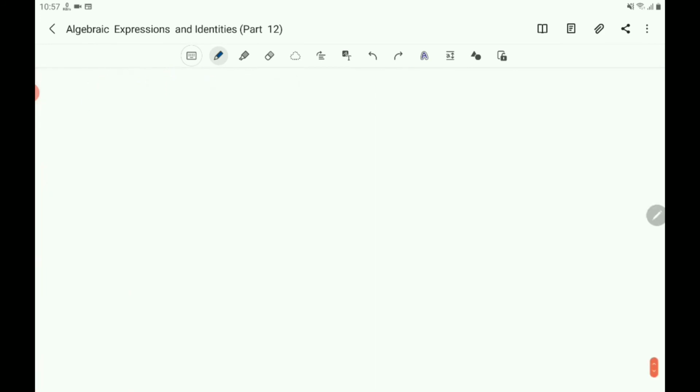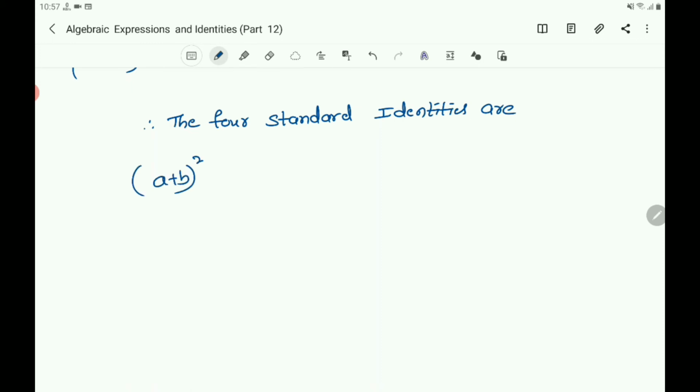There are many identities, here you obtained 4 identities. Therefore the 4 standard identities are a plus b whole square equals a square plus 2ab plus b square. As I told that, you can write a square plus b square plus 2ab also.